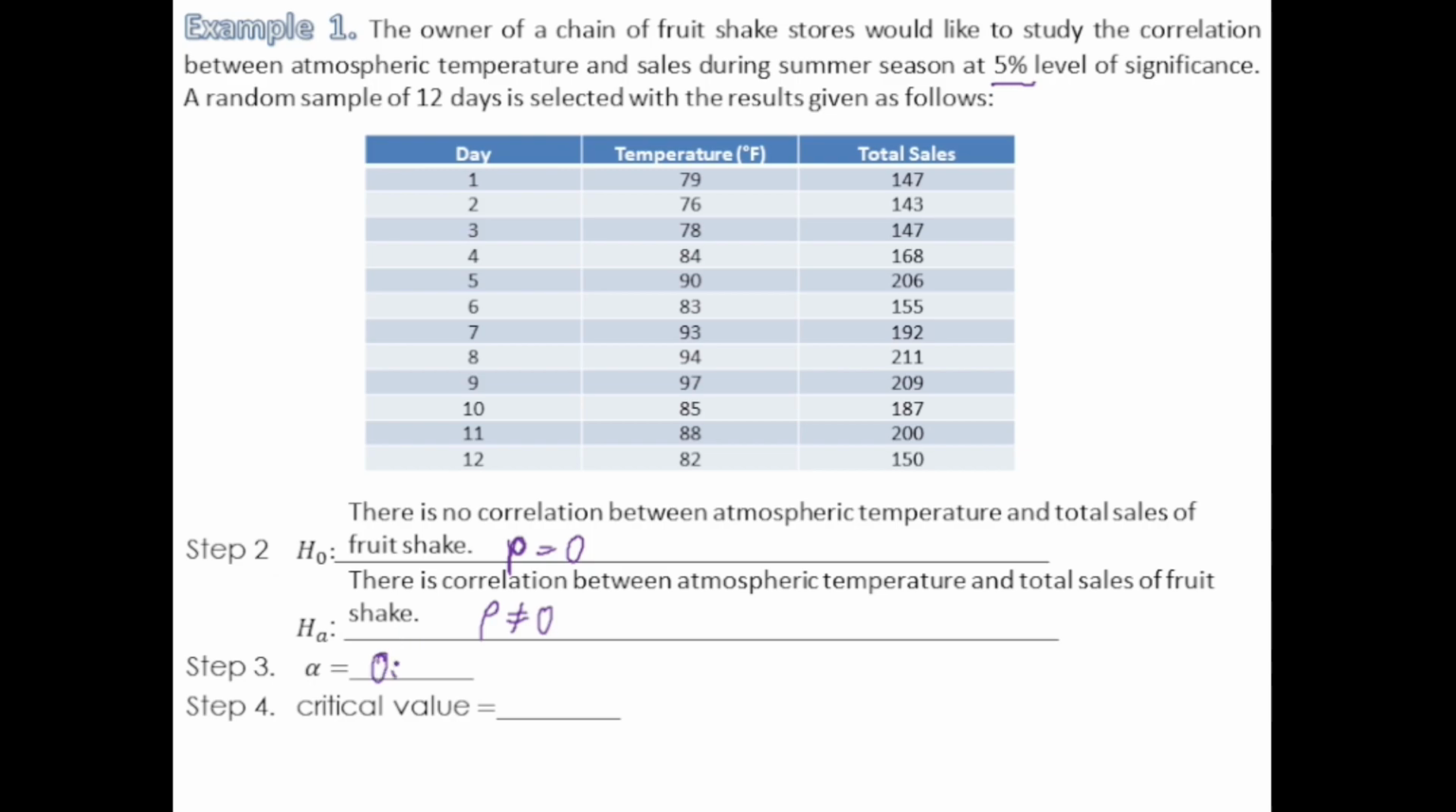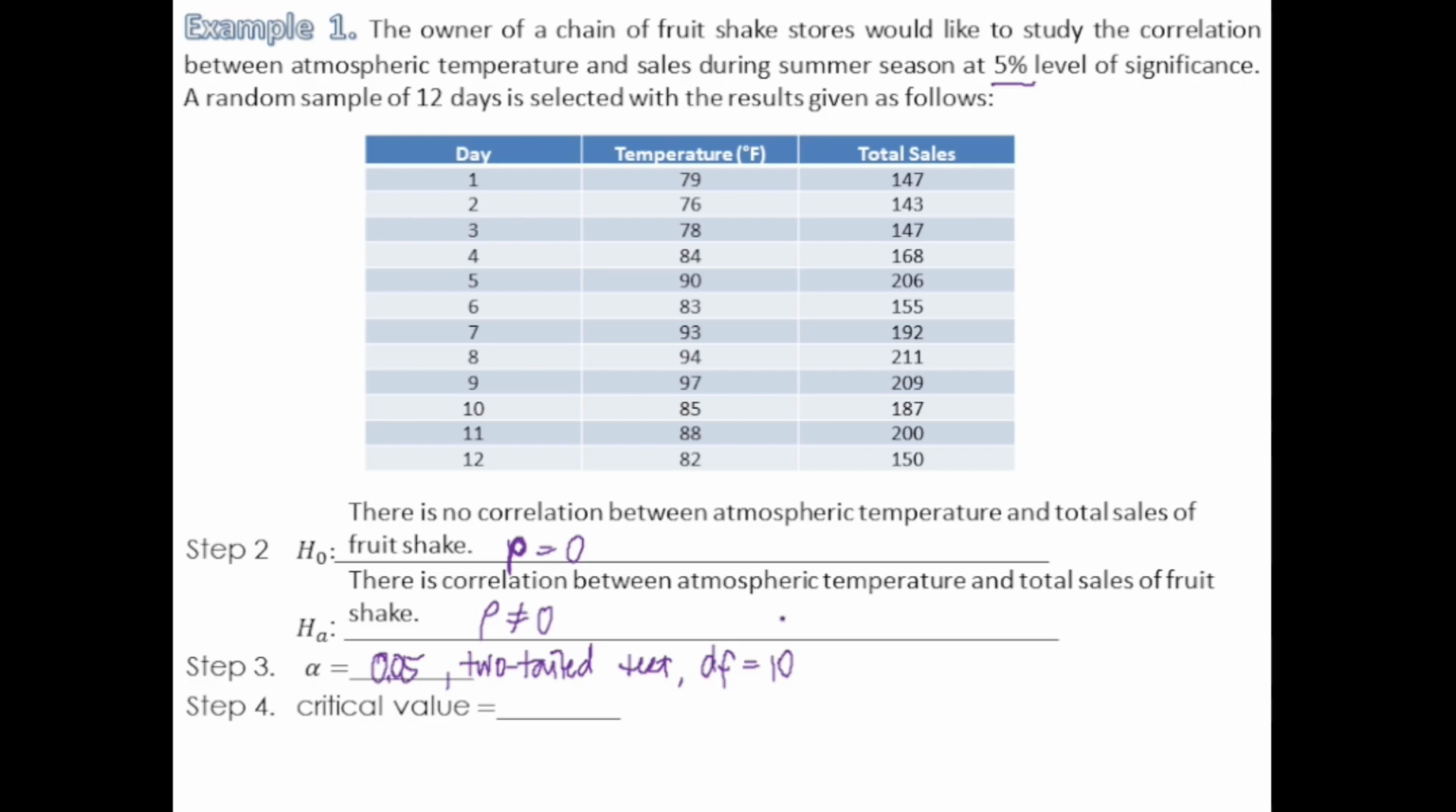5%, 0.05. Then, two-tailed test. Okay, kanina, r is equal to 0. Ngayon naman po, rho is equal to 0 na yung gagamitin. Next po natin, since ito'y t-test, we need to subtract sa 2 yung ating sample. So, ito'y 12 minus 2, that is 10.